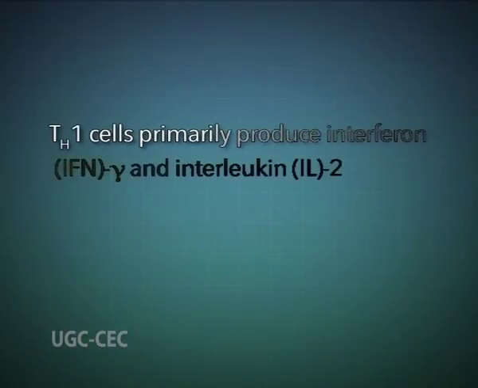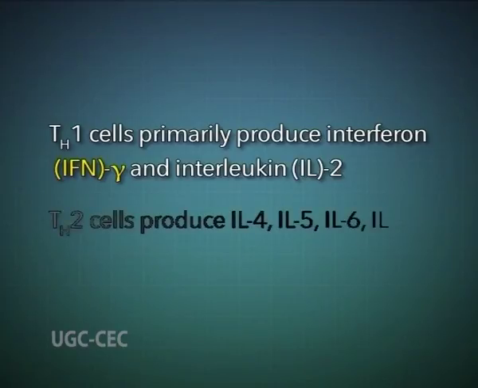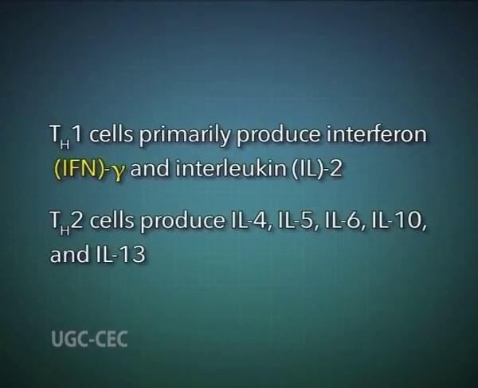Helper T cells could be separated into two classes depending upon the specific cytokines the cells secrete in response to antigenic stimulation. Th1 cells primarily produce interferon gamma and interleukin-2, whereas Th2 cells produce IL-4, IL-5, IL-6, IL-10, and IL-13.